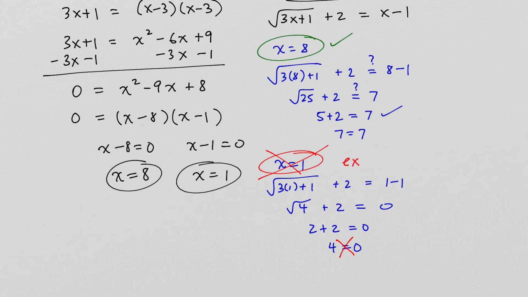And when an answer like this doesn't work, we call this an extraneous solution. So it's not really a solution because it doesn't make the original equation true. So the only answer to this problem is x equals 8.